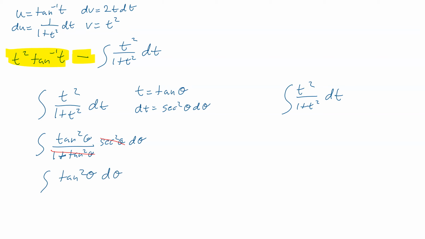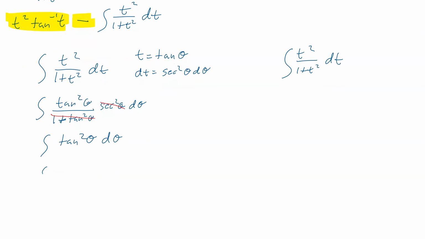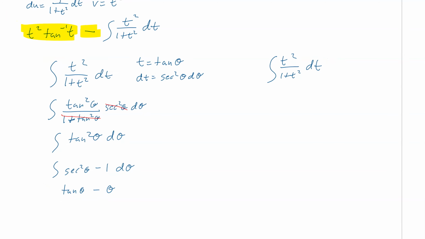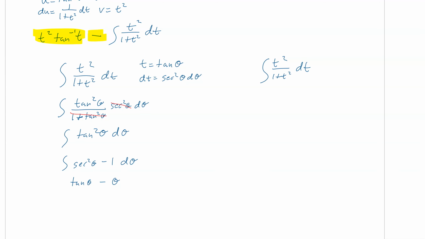And then we have tangent squared d theta. And we've dealt with tangent squared many, many times. That's just secant squared theta minus 1. And then that becomes tangent theta minus theta for our problems. Now, we have to replace it with the t so that at the very end, we're going to get t squared inverse tangent t minus this, right? So we've got to come back and go, okay, well, if tangent theta equals t, that's our first one. So that's t minus, and then theta would be inverse tangent t.